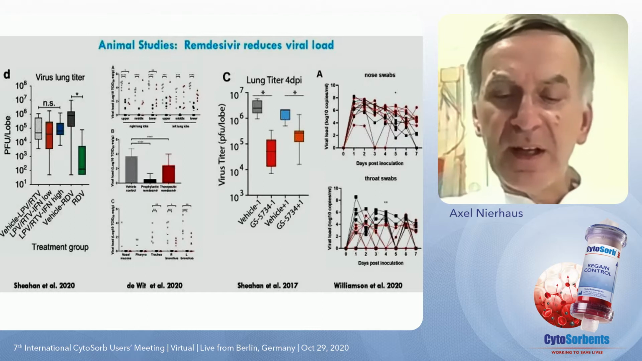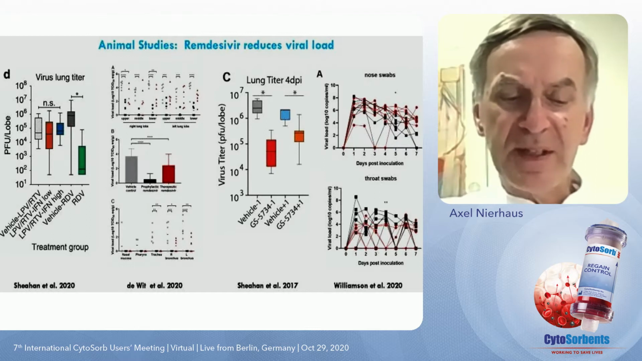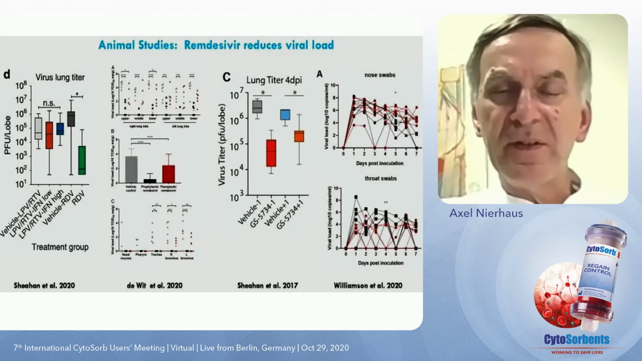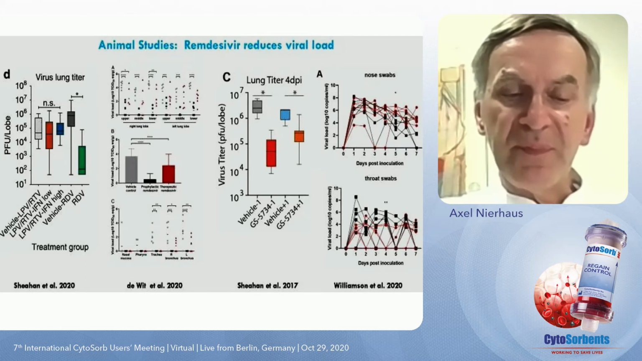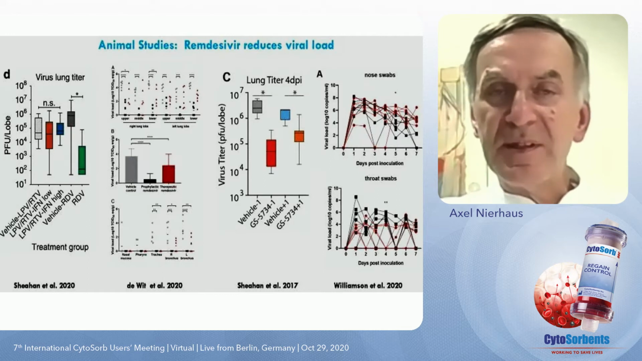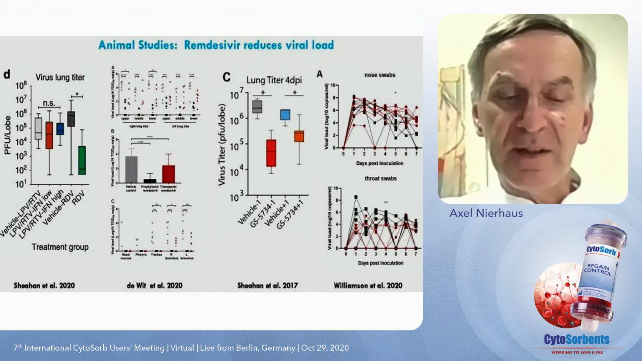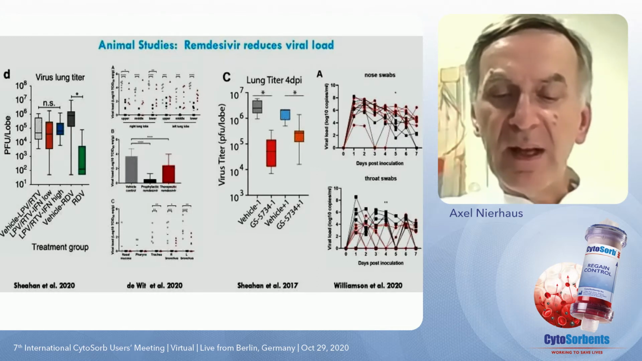Now looking at the remdesivir studies and preclinical data, it can be said that there is an effect of the antiviral drug, like reducing the viral titers in the tissues, especially if it's given prophylactically, as you can see in the second column, but also later on, in the right-hand column, in patients.